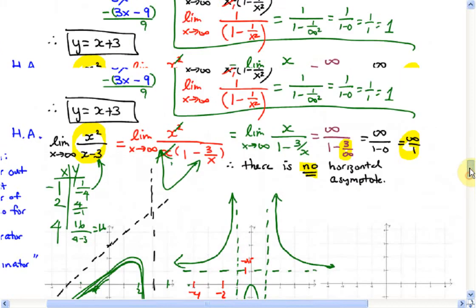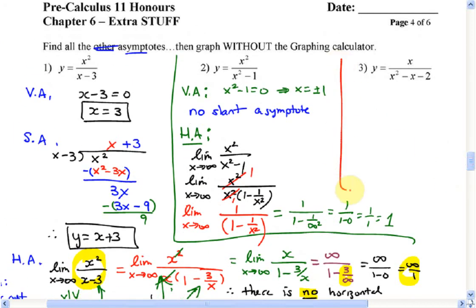All right. Last one. Let's do the vertical asymptotes, please. How do we find those? Can you factor?